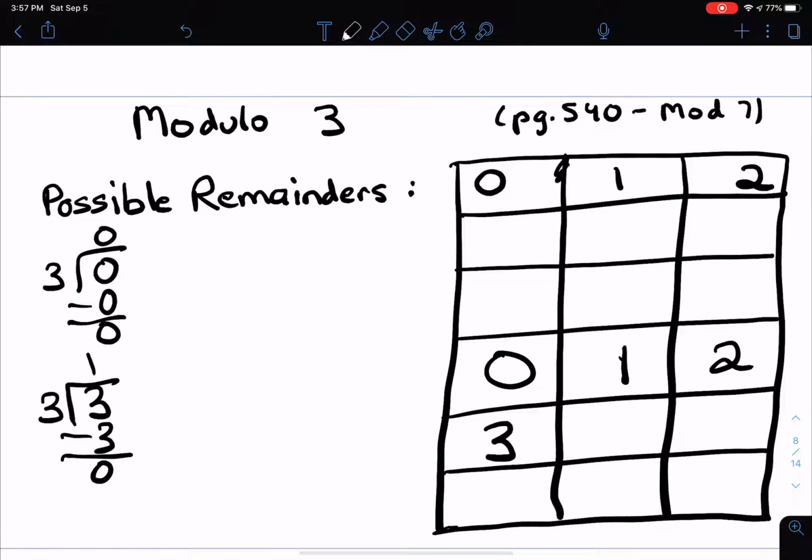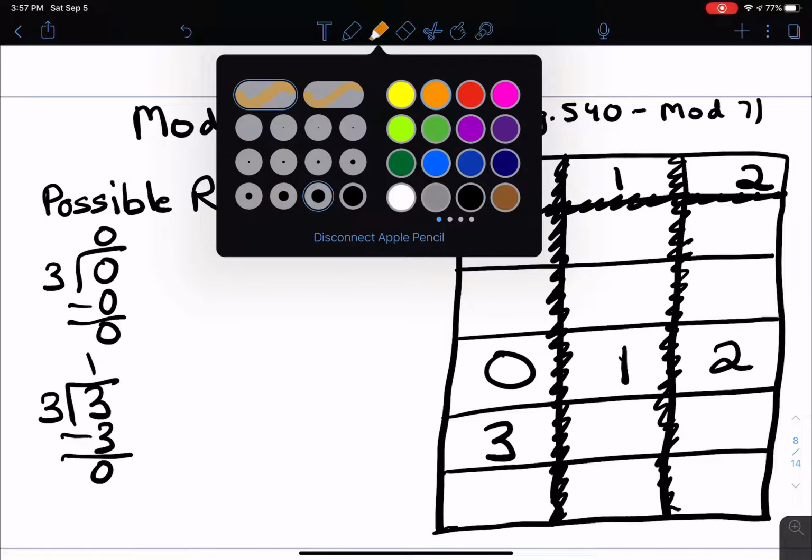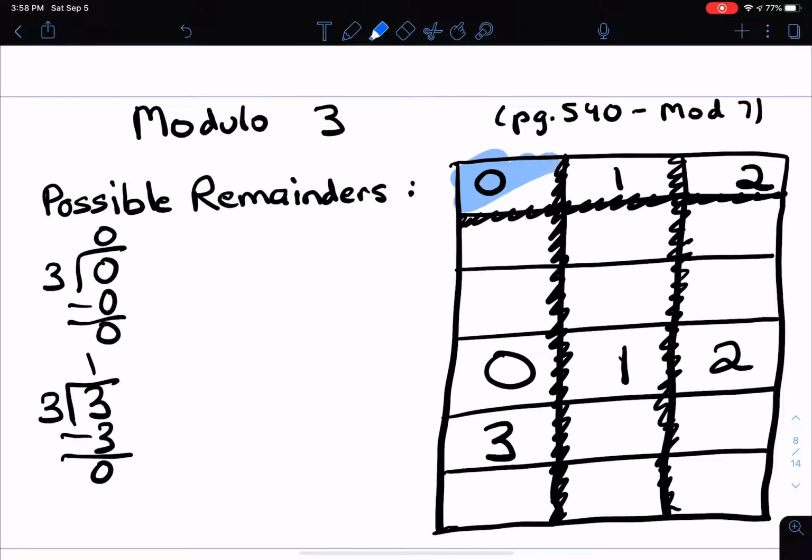How about we try to do this to make sure we know that these are columns. These are the possible remainders up here. I'm trying to just divide it out here so we can see what we're doing. Maybe I'll get a little fancier and even use a highlighter. Let's highlight the remainders in blue. So those are the possible remainders.